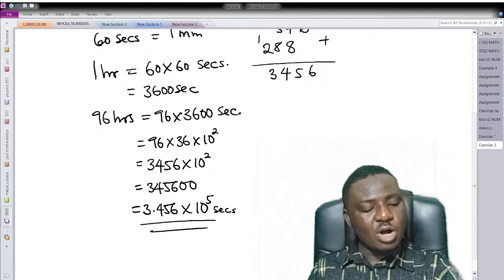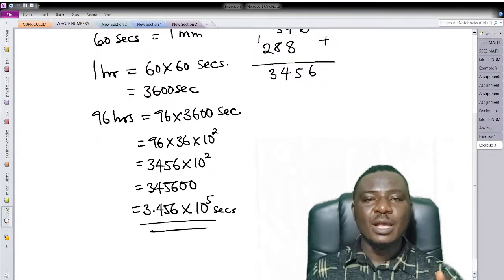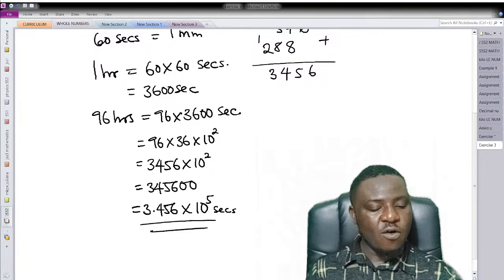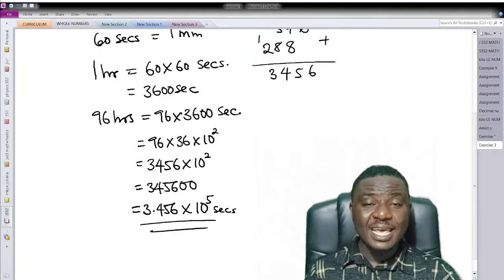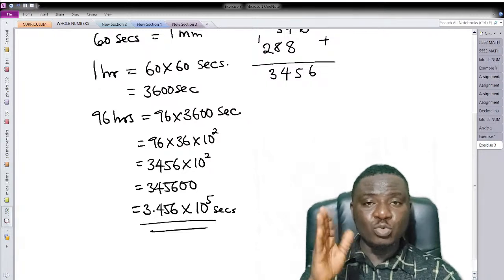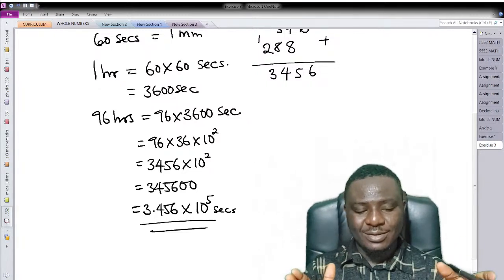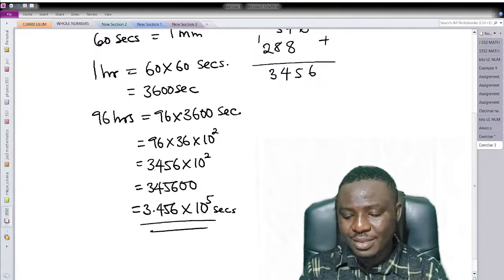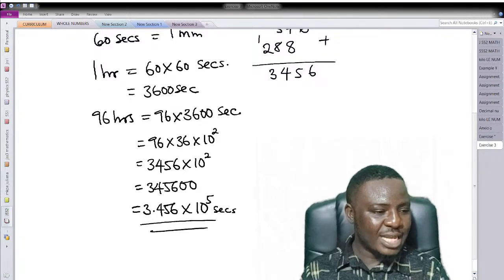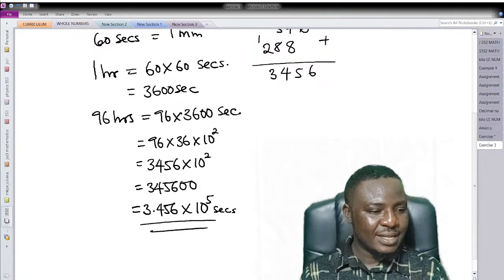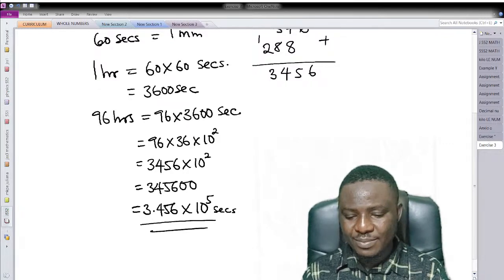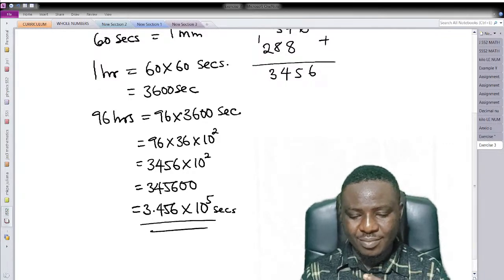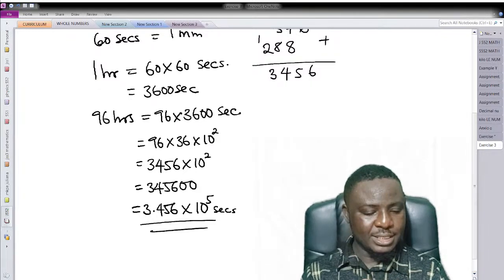Merot, what you got is not in standard form because 3,456 is not a number that falls between 1 and 10. So I think it's wrong. Look at what I did. Okay? So you see the correct answer there. Kindly go through the solution and get the right answer.